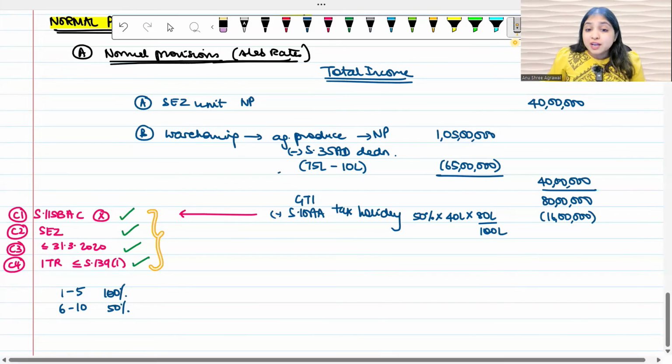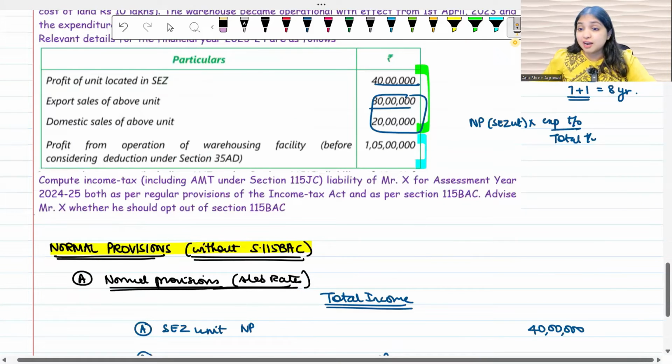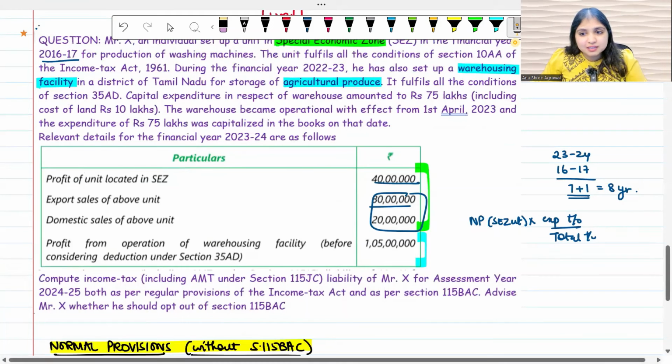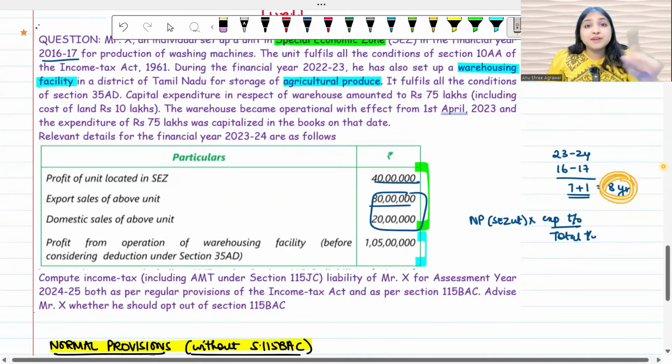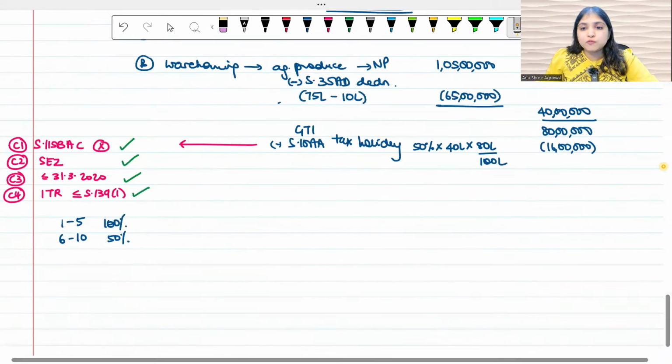All conditions fulfilled, 10AA is applicable, because we are in the 8th year. How 8th year? Actually speaking, 23-24 minus 16-17 is the 7th year. But even the year in which we commence our business, even that year we enjoy the 10AA deduction. So I'm going to include 16-17 also. That's why we added a 1 over here. So the current year is the 8th year. In the first 5 years, 100% deduction. Second 5 years, only 50% deduction. 50% of what? 50% of net profit of this SEZ unit from export turnover. So net profit into export turnover by total turnover into 50%. The 10AA tax holiday we're going to get is 16 lakh rupees.